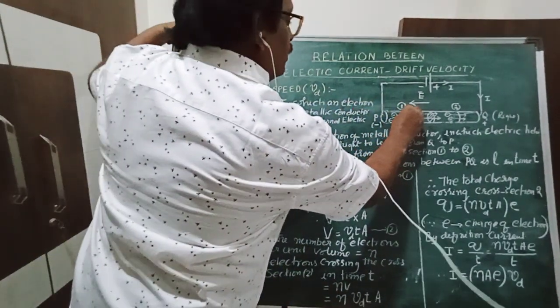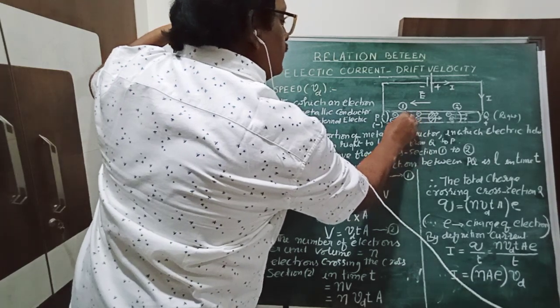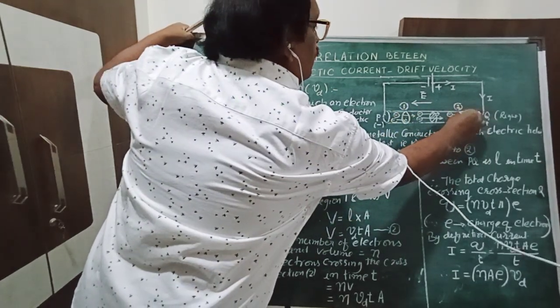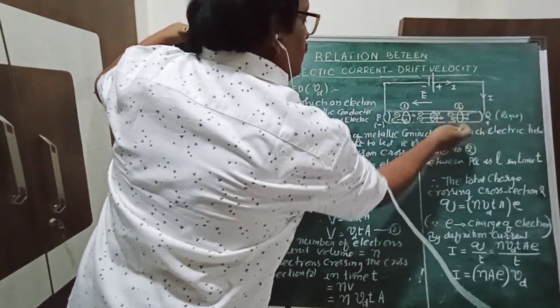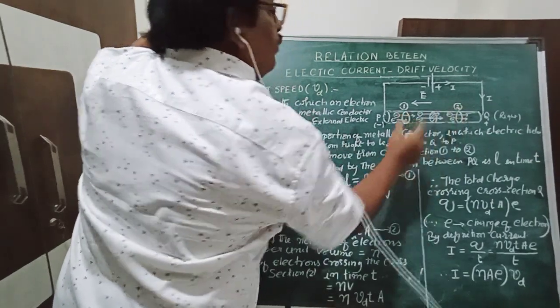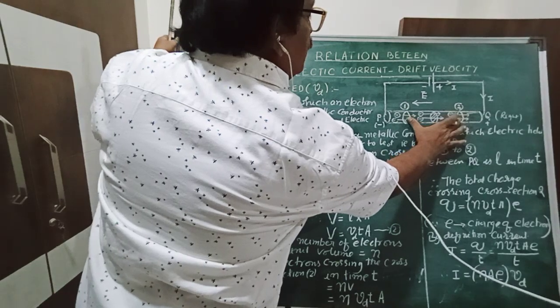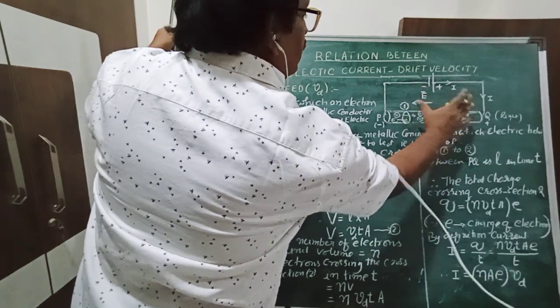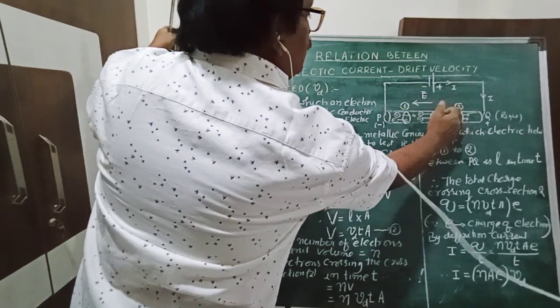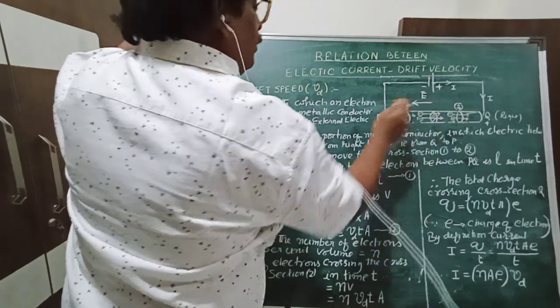This is called cross section 1. This is called cross section 2. I just consider a specific volume between these two cross sections. I confined the region that is between cross sections 1 and 2.